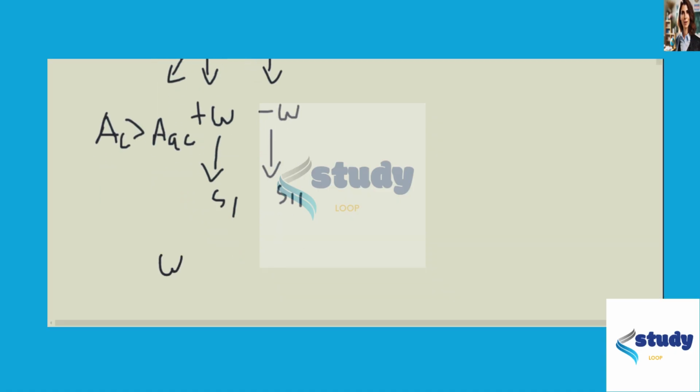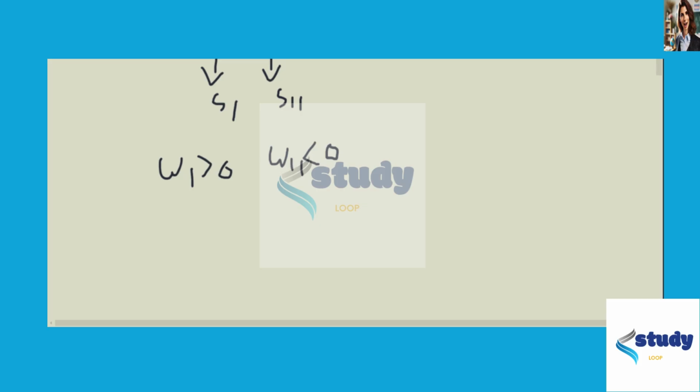So work done for system 1 is greater than 0, and work done for system 2 is less than 0. And what if we sum the two systems? We get the whole system, and the whole system is greater than 0, since we know that W1 is bigger than W2 as their area is bigger.